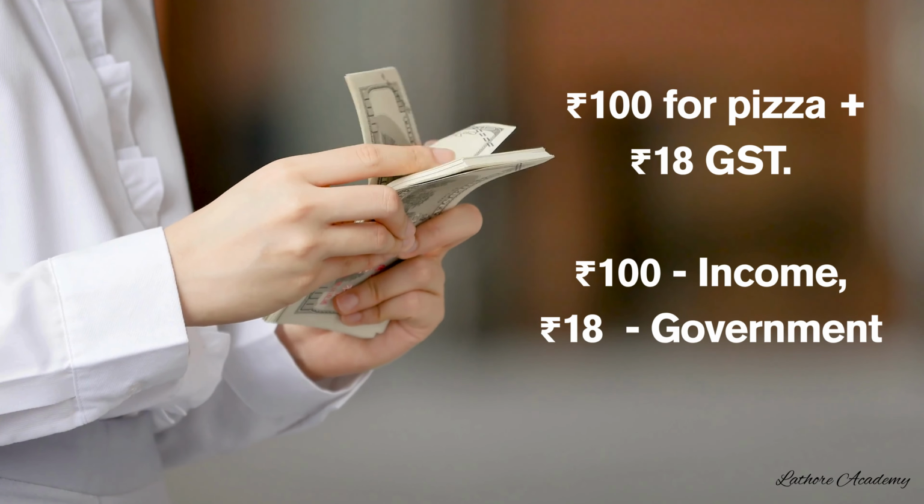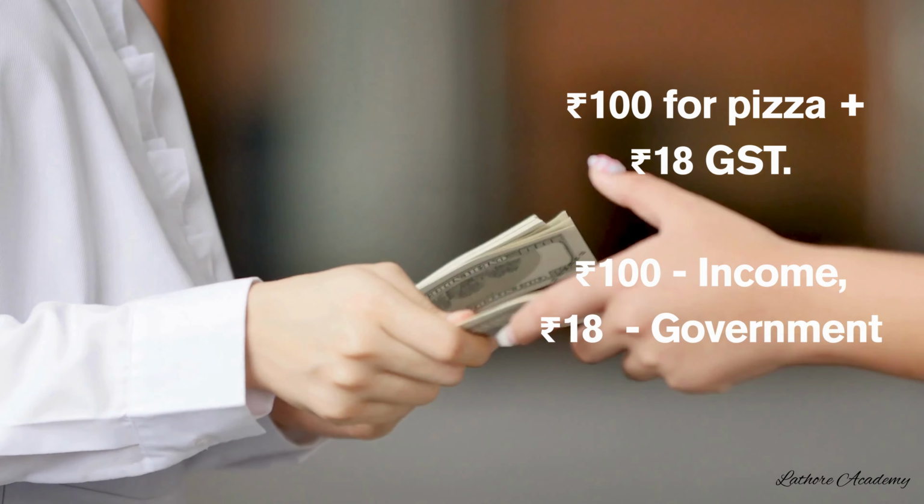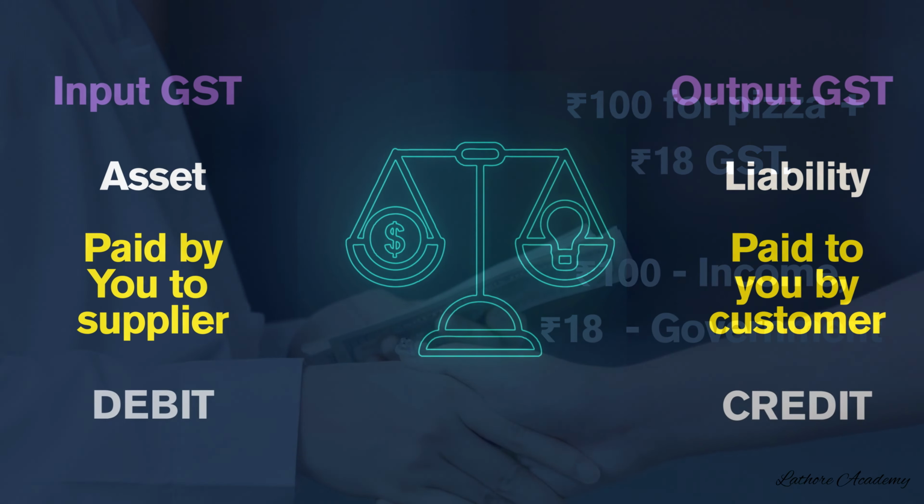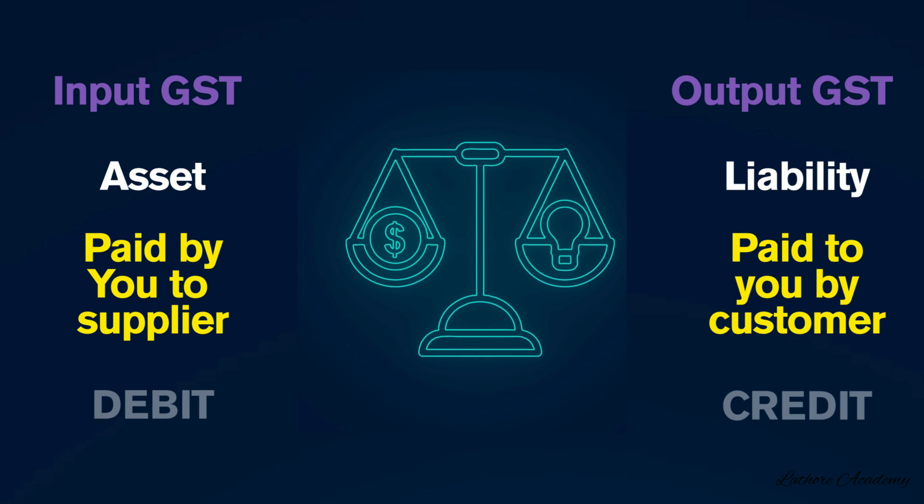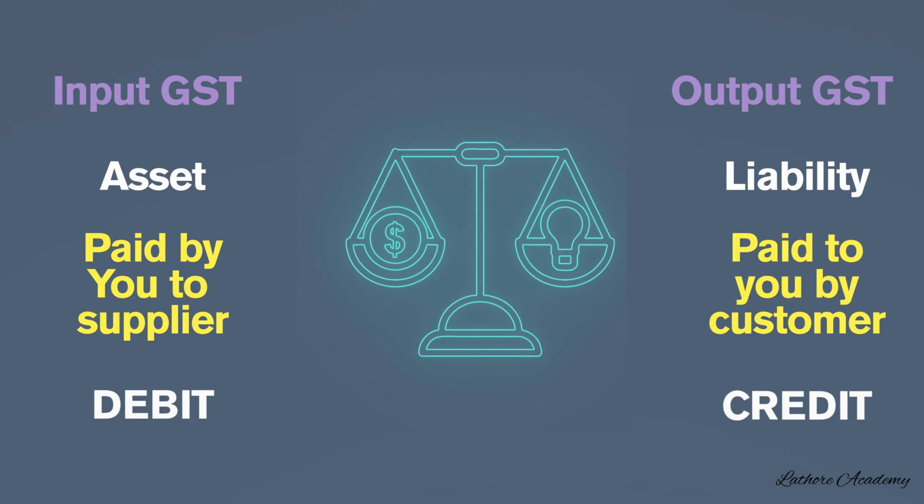So the golden rule of output GST is that output GST is a liability. It is the money you owe to the government. So that's why we credit output GST accounts, because it represents our obligation to pay the government. Let us master the output GST journal entries. Remember, output GST gets the VIP liability treatment, isn't it?